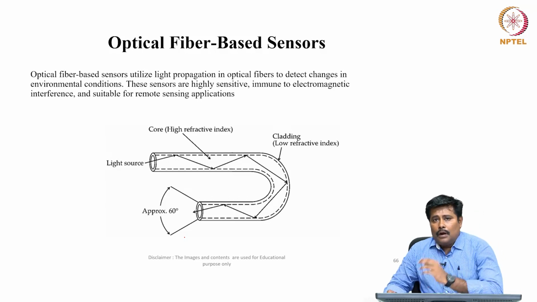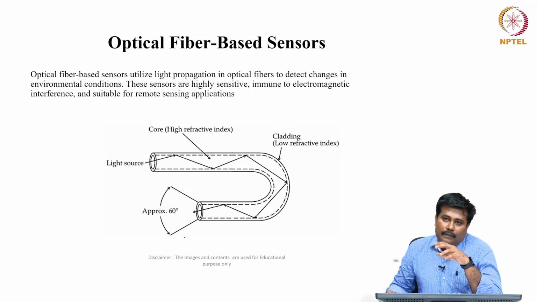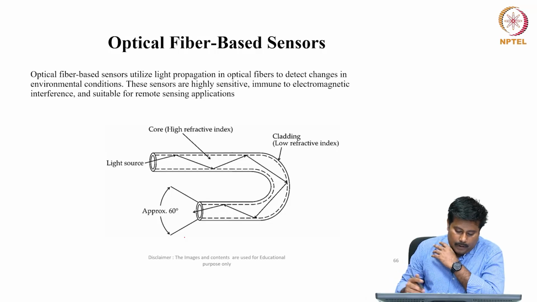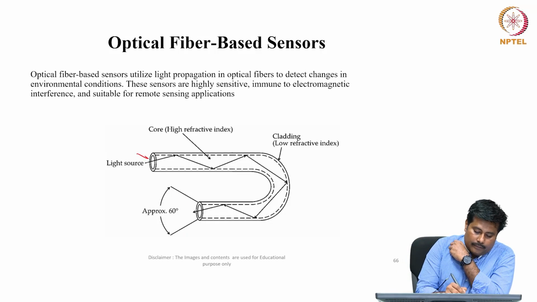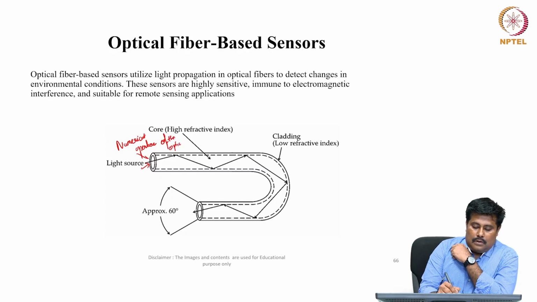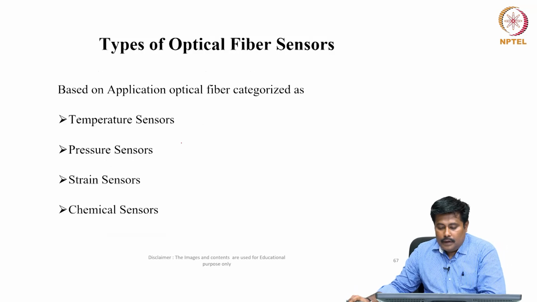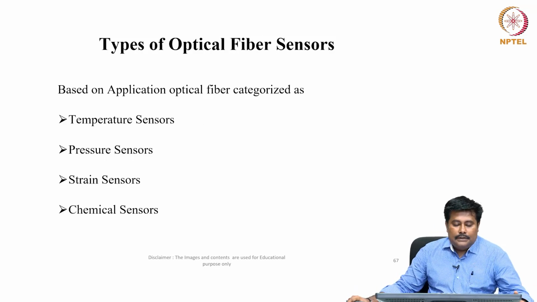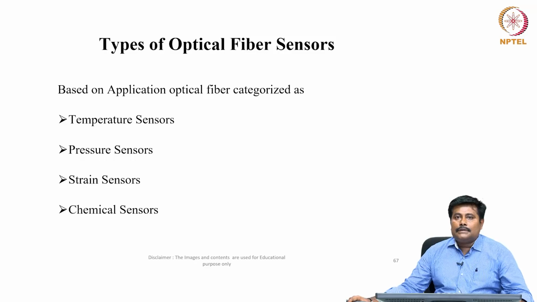Since the core has a high refractive index, it results in multiple internal reflection of this particular light, and appropriately this entry of the light is governed by a quantified parameter which is called the numerical aperture of the optical fiber.